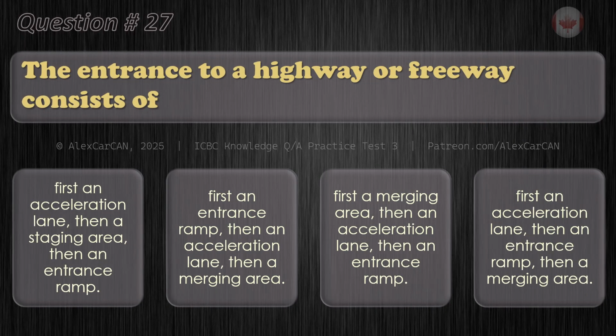Question number 27. The entrance to a highway or freeway consists of: first an acceleration lane, then a staging area, then an entrance ramp; first an entrance ramp, then an acceleration lane, then a merging area; first a merging area, then an acceleration lane, then an entrance ramp; first an acceleration lane, then an entrance ramp, then a merging area. The correct answer is first an entrance ramp, then an acceleration lane, then a merging area.